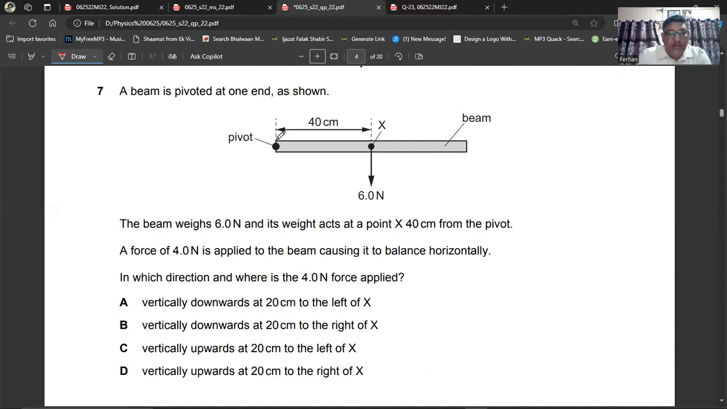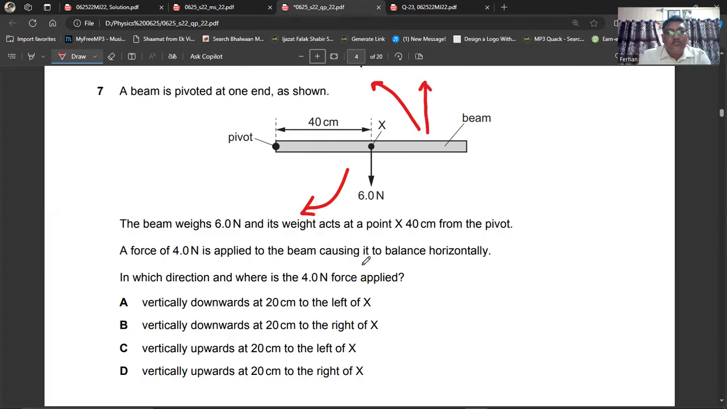So you see here we have the pivot, and here we have the center of gravity of that beam. So it's 40 centimeter here. So on this side, it is also 40 centimeter. So it is trying to produce a clockwise moment. To balance it, I need an anti-clockwise moment. So I have to apply a force in the upward direction.